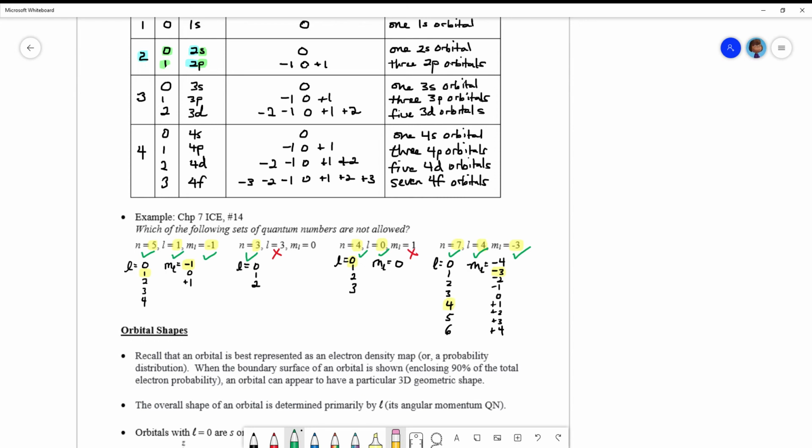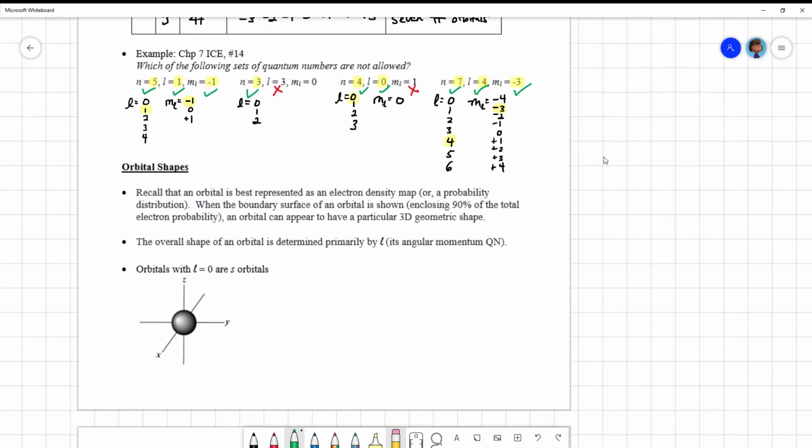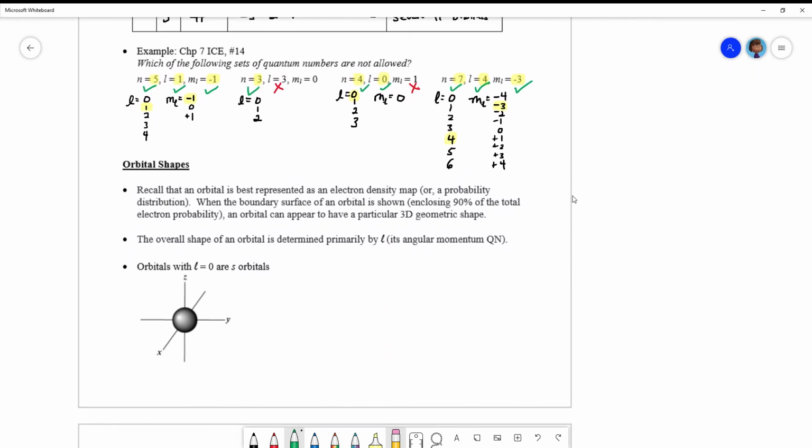Okay, so we've talked a little bit about how the angular momentum quantum number, which is L, ultimately relates to the shape of an orbital. Well, now we want to get into that in a lot more detail. So we're going to be taking a look at orbital shapes. In our last lecture, we found out that the best way to represent an orbital is as an electron density map. That's the picture with all the little dots that shows the probability of finding an electron in a particular location within the orbital.